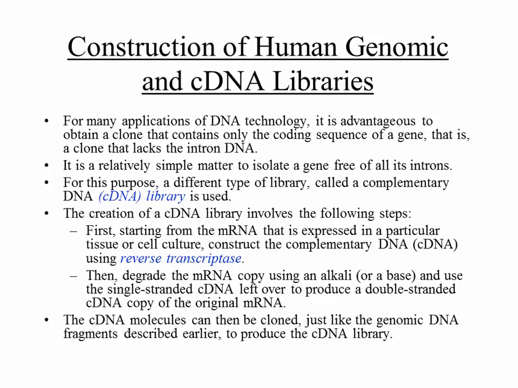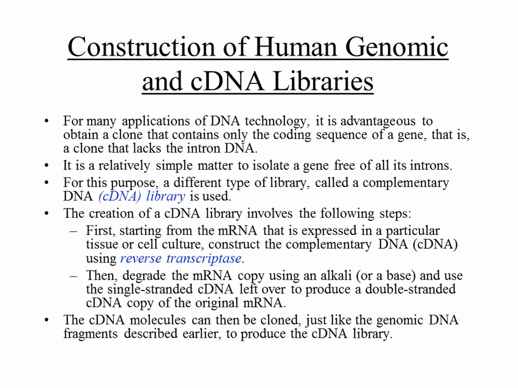Now, we already talked about the genomic library, which is made up of the DNA. You take the DNA of the organism, break it up into pieces, and for each fragment of DNA, you create a library. That's the genomic library. Now, for many applications of DNA technology, it is advantageous to obtain a clone which contains only the coding sequence of a gene, that is, a clone which lacks the intron DNA. So it is a relatively simple matter to isolate a gene free of all its introns.